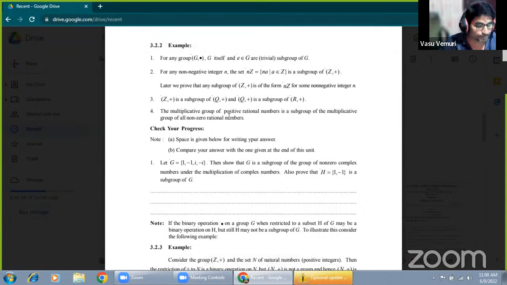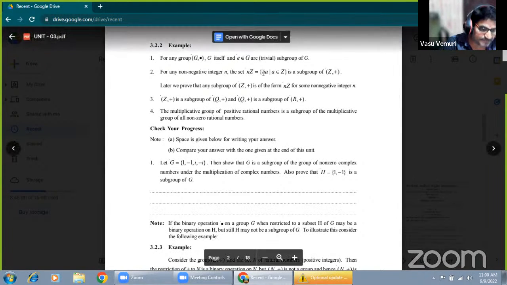Now, a subgroup is a non-empty subset of a group. With respect to the operation, all the postulates must be satisfied. All the conditions are satisfied. A non-empty subset of the elements of a group that satisfies these is called a subgroup.